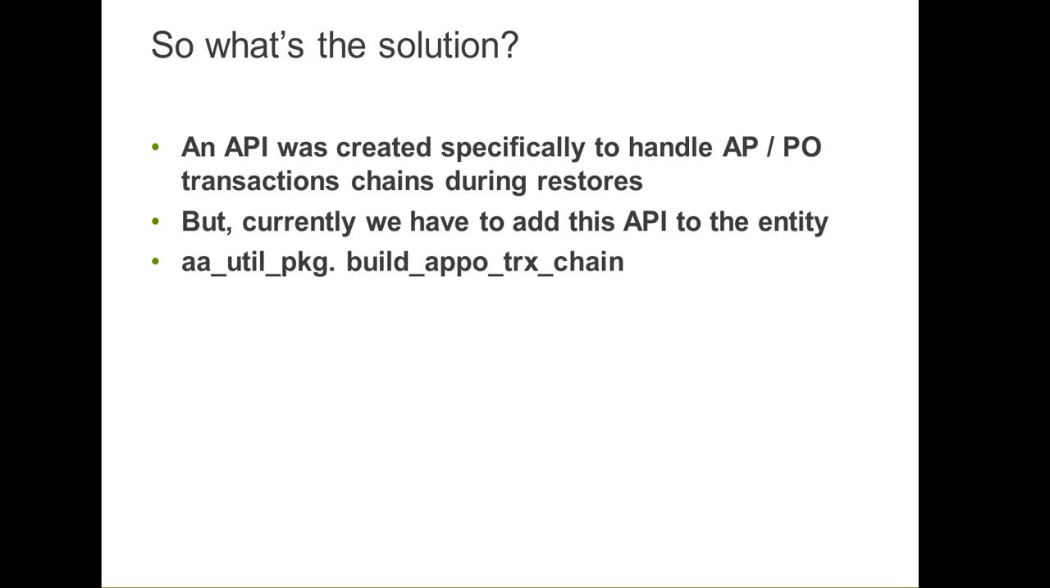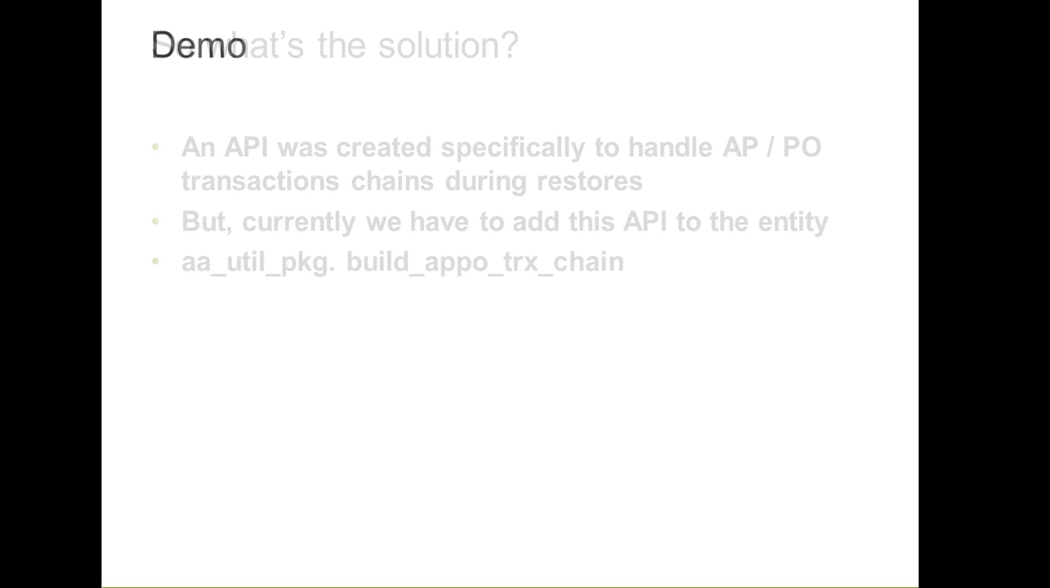So what is the solution? An API was created specifically to handle the AP PO transaction chains during restores. But currently we have to manually add this API to the entity itself. So let's look at that now.